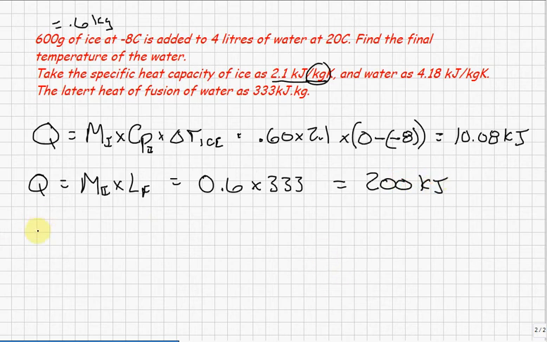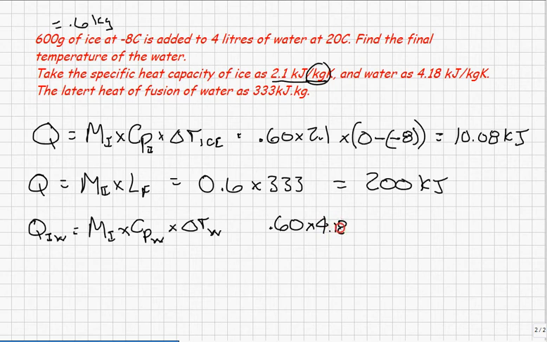Now I'm going to do the Q of the ice water, and that's still the mass of the ice times the specific heat capacity of water because it's melted, times the delta T of the water. That gives me 0.60 times 4.18 times, in this case, T2, the final temperature of the mixture, minus 0. And if I do that, I get 2.508 T2.